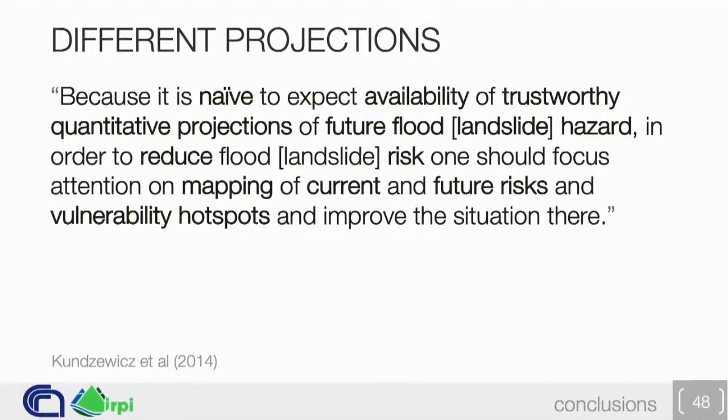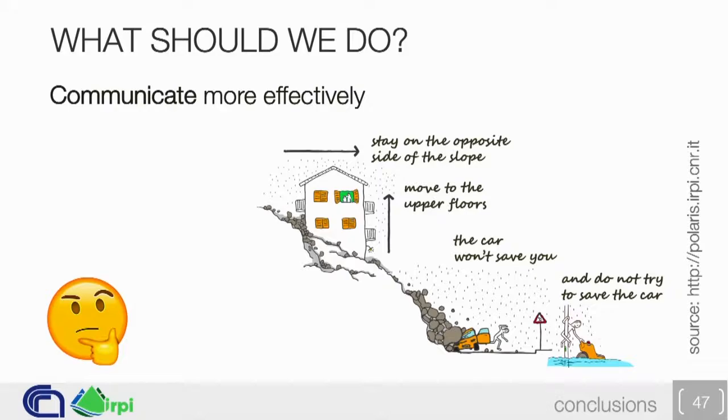And we should also recognize that there will be different climate, flood, and landslide projections. And for this, I borrow from a paper of which two authors are here today in the room. They wrote, because it is naive to expect availability of trustworthy quantitative projection of future flood hazard, and I shall add myself landslide hazard, in order to reduce flood risk, and I add landslide risk, one should focus on mapping of current and future risk and vulnerability hotspots and improve the situation there.